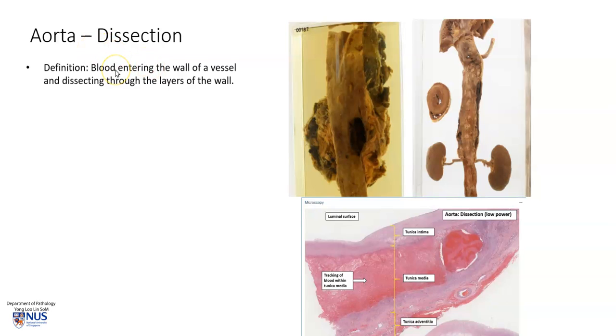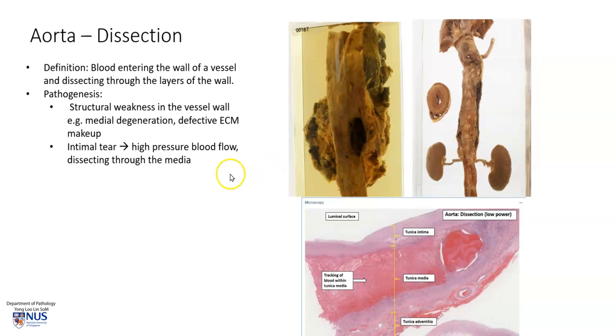Dissection of a blood vessel is defined by blood entering the wall of the vessel and dissecting through the layers of the wall. There are some examples here. This is one that we have just seen. Here is another example again of the descending aorta, and here is the area of dissection, and I will briefly describe this virtual pathology specimen a little later.